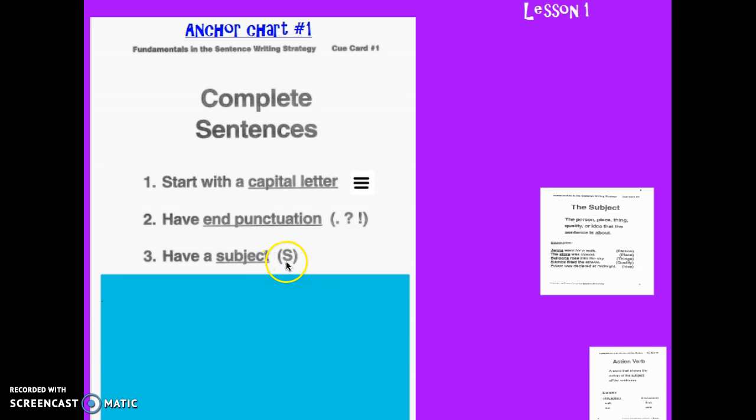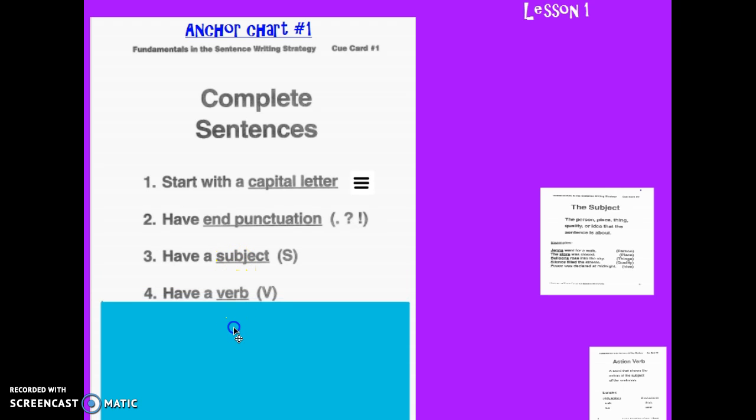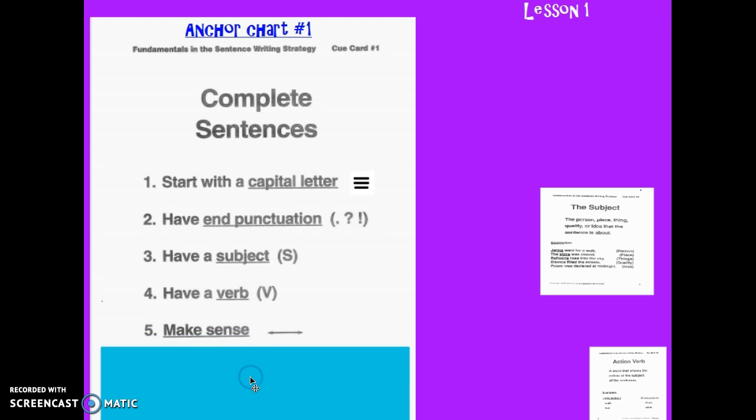We're going to mark every subject with the letter S. A subject is a person, place, thing, or idea. The fourth requirement is that it has a verb or an action word or a being verb. And we'll mark all of our verbs with the letter V. And last but not least, the sentence needs to make sense.